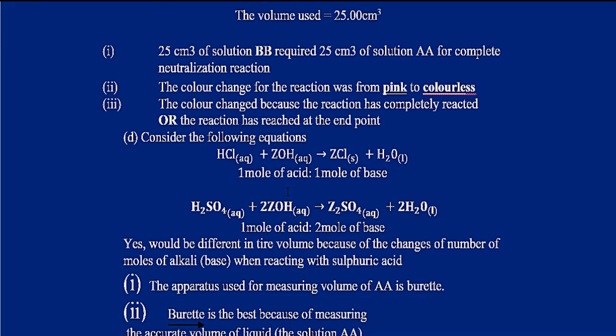So what will happen to the titer volume? The answer is that there is a change in the titer value. Yes, there is a difference, because of the change in the number of moles of base when reacting with sulfuric acid. When reacting with hydrochloric acid, there was 1 mole of base, but with sulfuric acid it was 2. So this is the answer. You can answer questions on other compounds using this format.